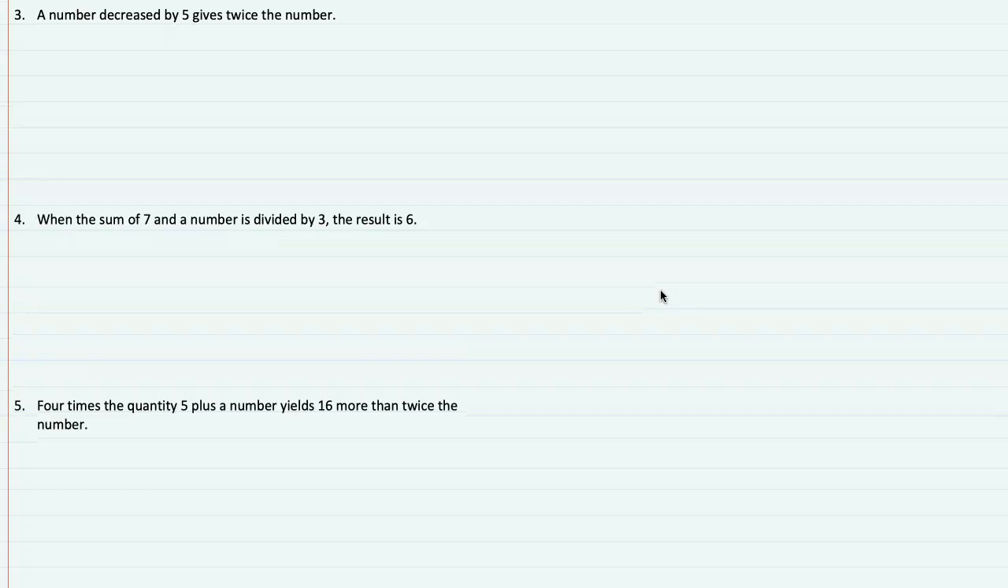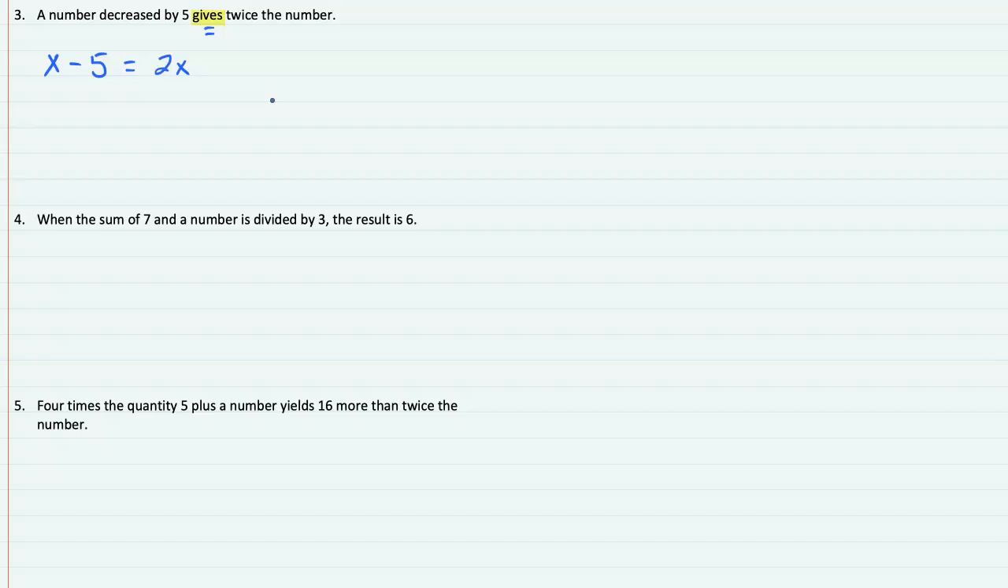All right, so the next problem is a number decreased by 5 gives twice the number. Okay, so we need to figure out how to set this up and what is going to be what. So gives is our equal sign. So gives is going to be the equals. So a number decreased by 5. So we've got some number decreased by 5 equals twice the number. So twice the number is 2 times x.